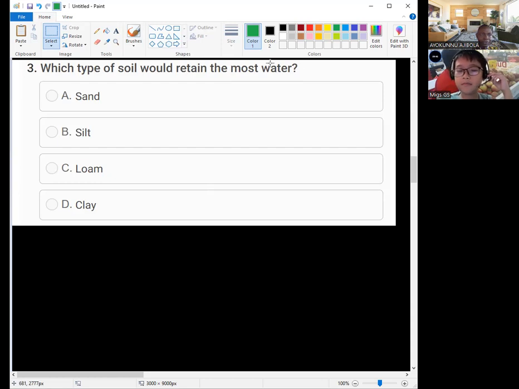Loam. Oh, no. You can try one more time. No. One of them will not allow the water to go out. It will hold. Clay. Clay, that's correct. So the correct option is clay. Is that clear?